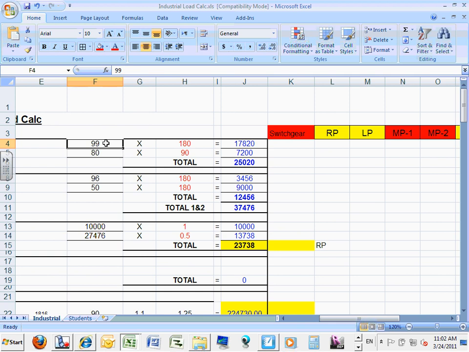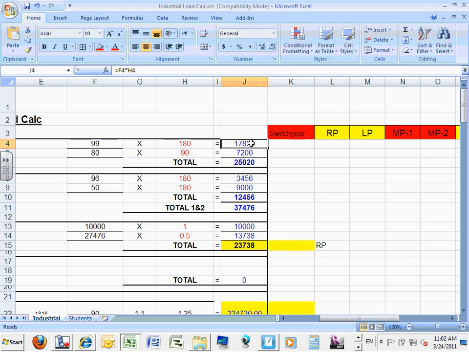Now, these receptacles are how many duplex receptacles I have in my building. Can you guys put any number now? Because we don't know how many receptacles, so do me a favor. Just put 99. Put 99. And when you multiply it by 180, if you look at the math here, it's basically take 99 multiplied by 180.